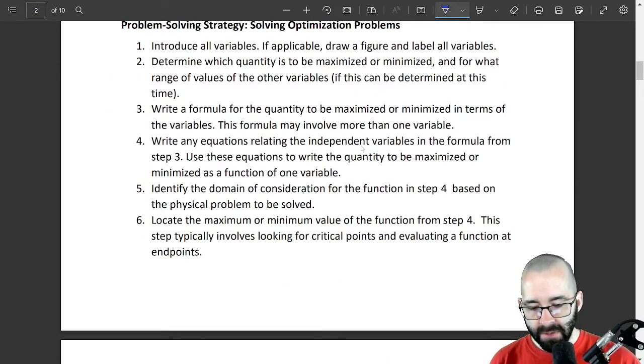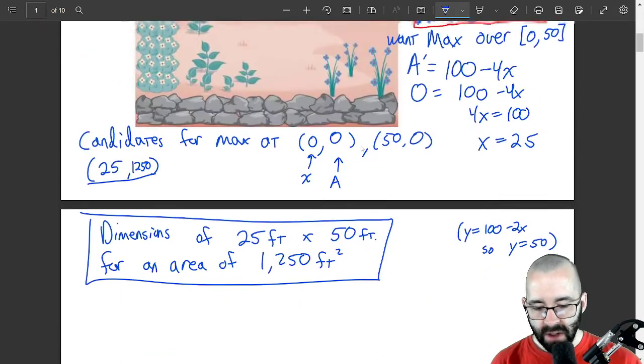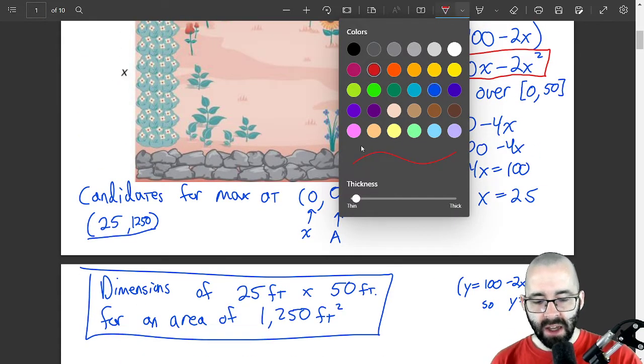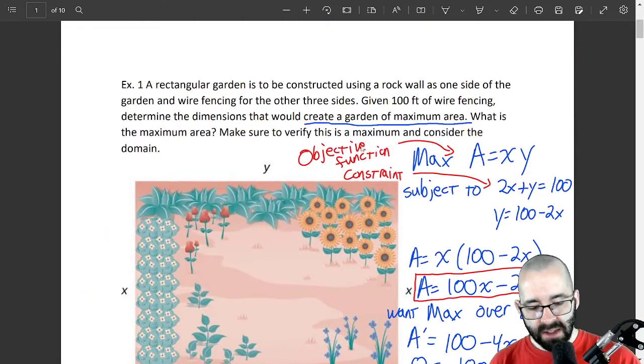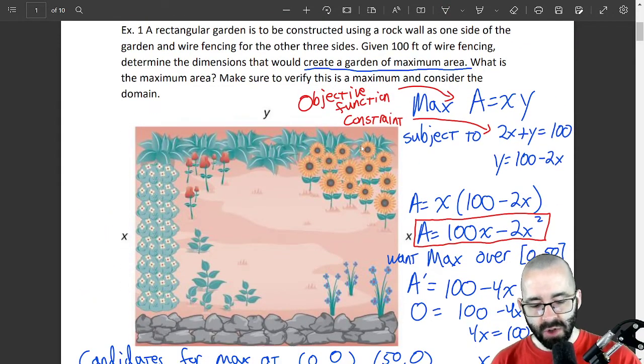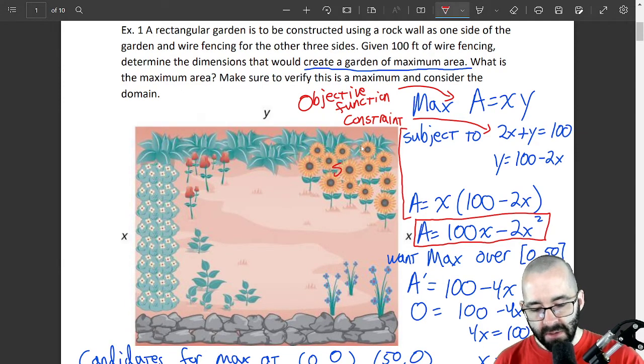That was step 3. Step 4: write any equations relating the independent variable in the formula from step 3. Use these equations to write the quantity to be maximized or minimized as a function of one variable. So that's step 4. We're not going to have to do that here. But what step 4 is asking us to do is give us that constraint equation. So really, these things right here, these are step 4.